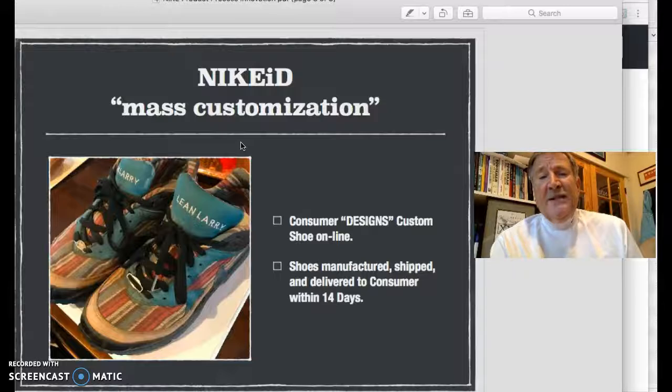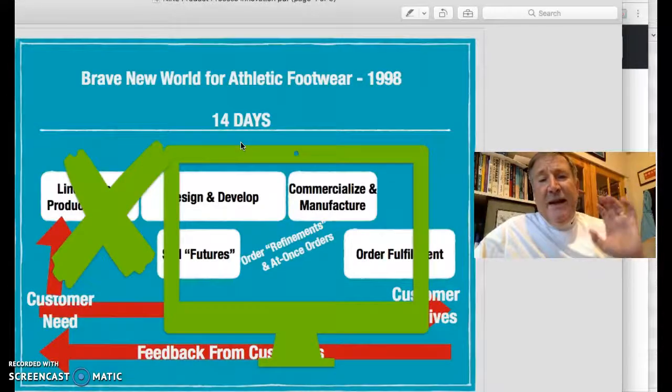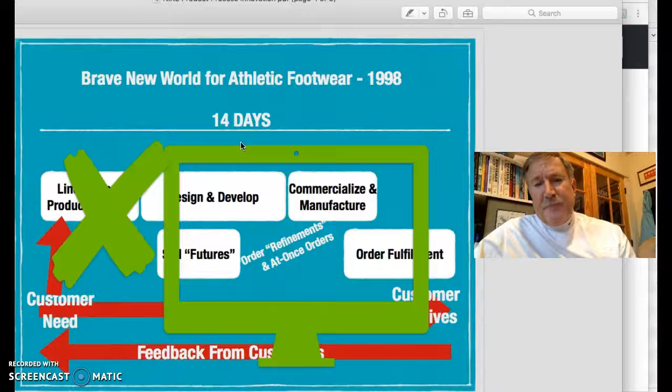We knew the road to mass customization was to have some customization to begin with. But the goal of Nike ID was that consumers would design their custom shoes online. Once they placed the order, it would go direct to the factory. The factory would make it, ship it, and deliver it to the consumer within 14 days. So essentially, that 18-month process had to go. It had to become a 14-day process, which is a little mind-boggling.